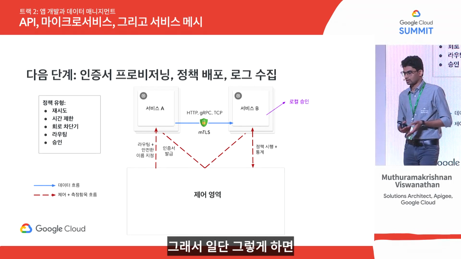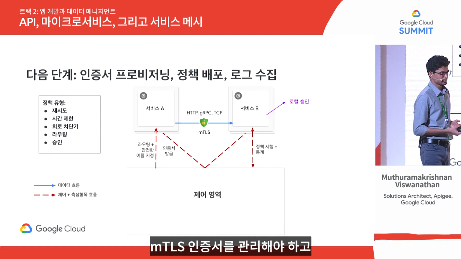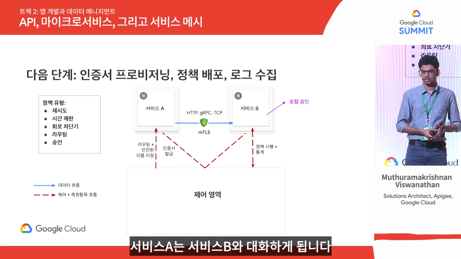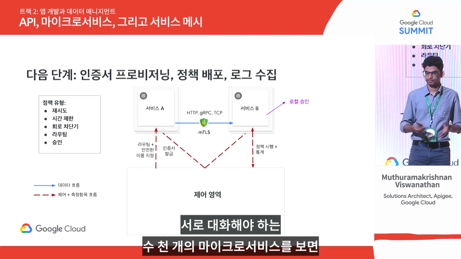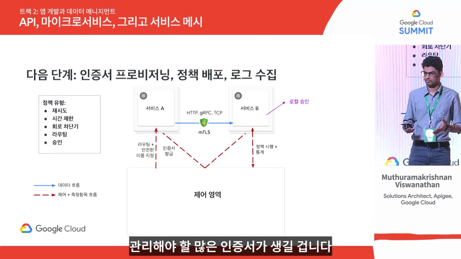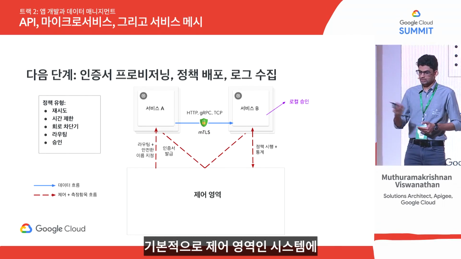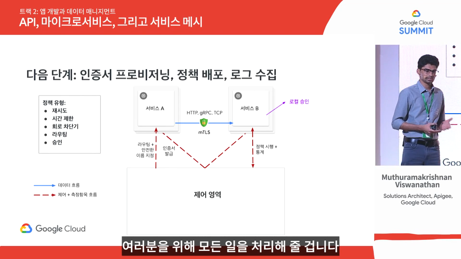So once we do that, we need to actually manage these certificates. This is service A talking to service B. If you look at thousands and thousands of microservices which need to talk to each other, you're going to end up with lots and lots of certificates that you need to manage. So it's better to delegate that to a system, which is basically a control plane, that can take care of all these things for you.